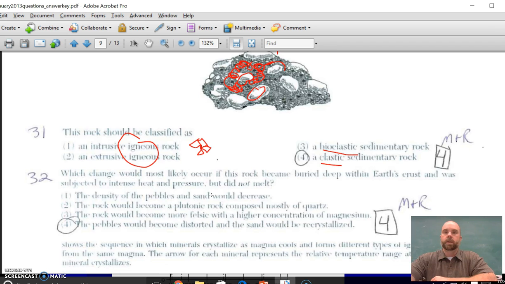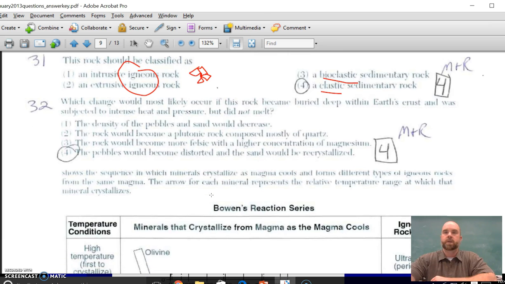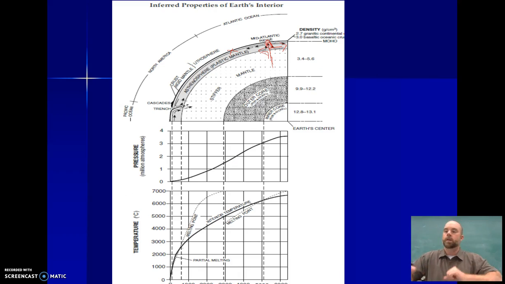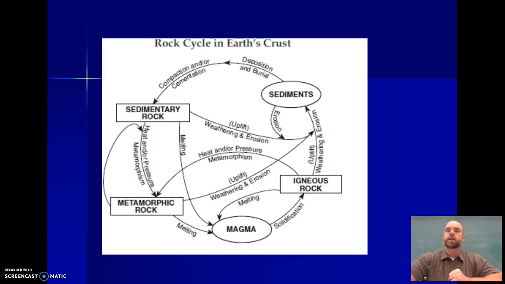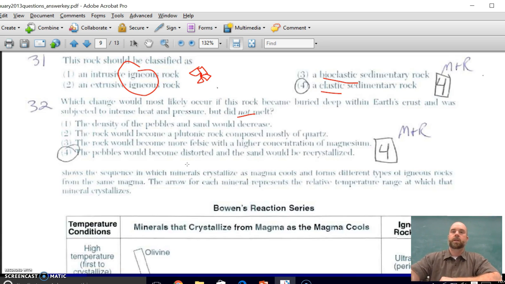32 or 33. Which change would most likely occur if the rock became buried deep within the crust and was subjected to intense heat and pressure but did not melt? The operative word here is not melt. So if we go to the rock cycle, we see that if it melts, it becomes magma and then it becomes an igneous rock. However, in our case, we have heat and pressure, and it becomes a metamorphic rock. So the question becomes, what's going to happen here?